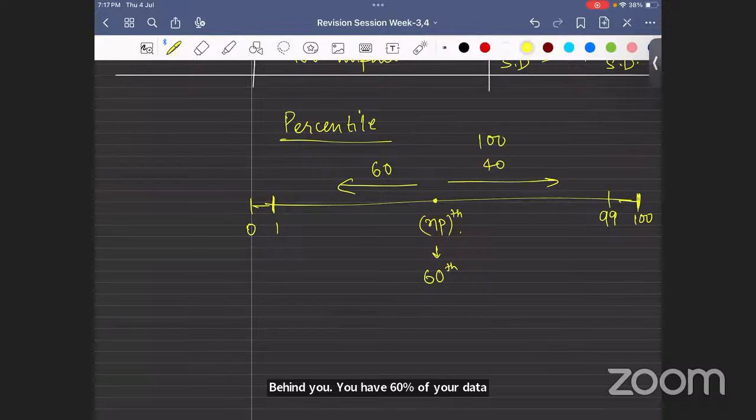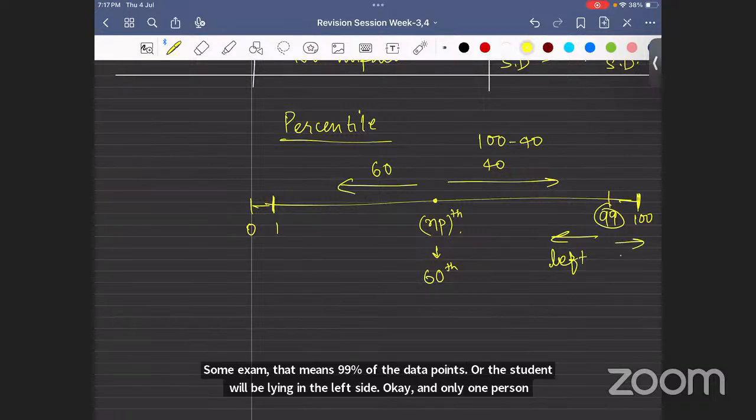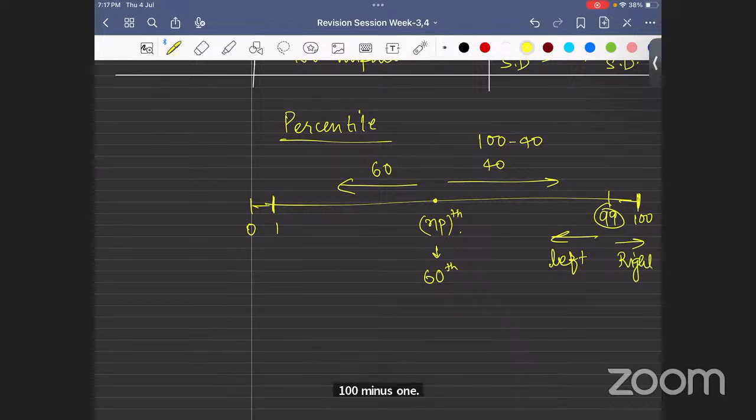So basically this is 100 minus NP that was present here. 100 minus 60 is 40, and here it was 60 data points. You would have heard about somebody scoring 99 percentile in some exam. That means 99% of the data points, or the students, will be lying on the left side, and only 1%, 100 minus 99, will be on the right side. Okay, so this is your percentile.